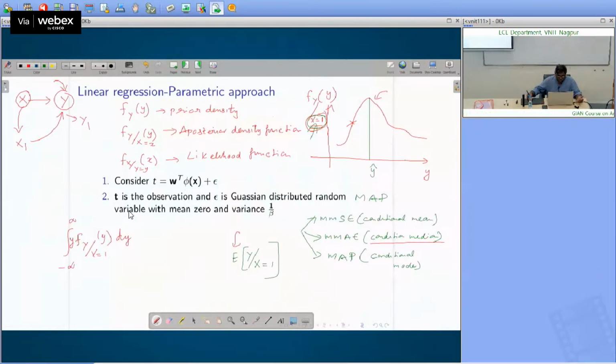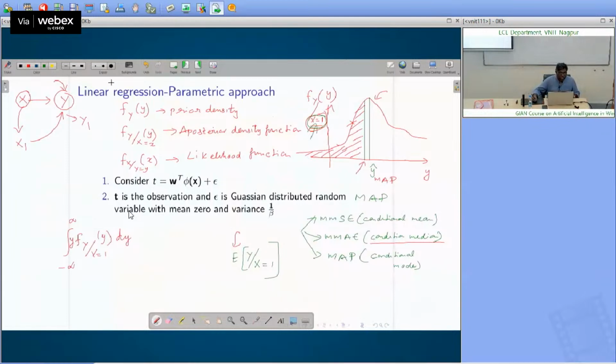I will take the same density function here. Nearby, I will take this point, which is already mapped. This is the MAP estimate. I'm just selecting this point nearby. The area goes all the way from minus infinity to this point.